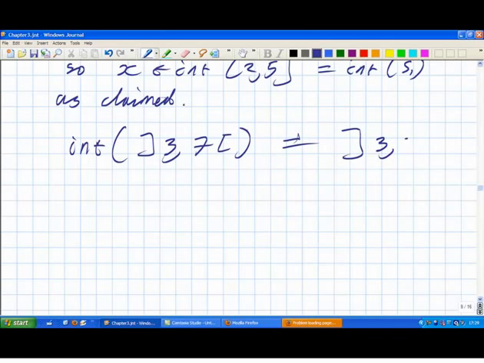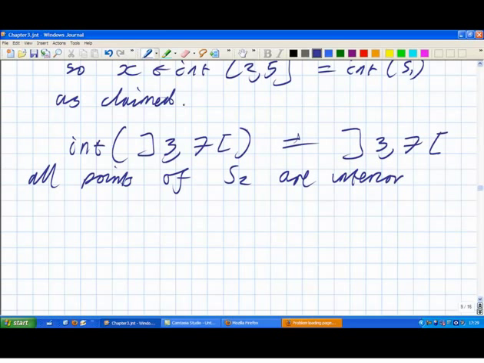So to summarize what I just said there, the interior of (3, 7) is equal to the whole of (3, 7). All of its points are interior points.